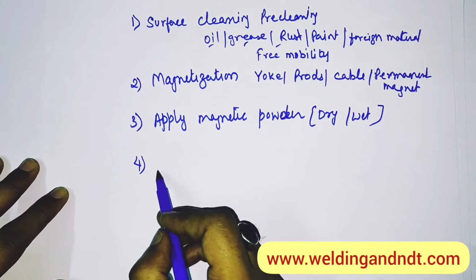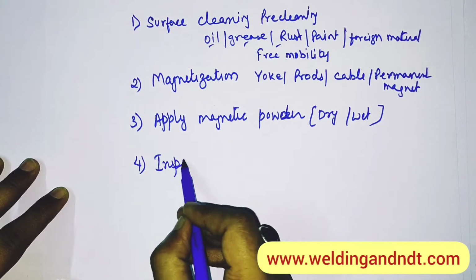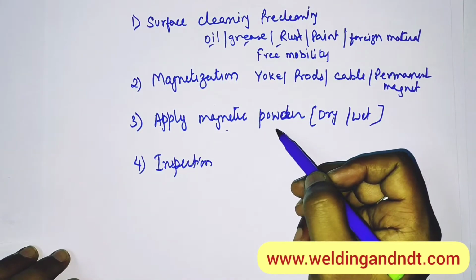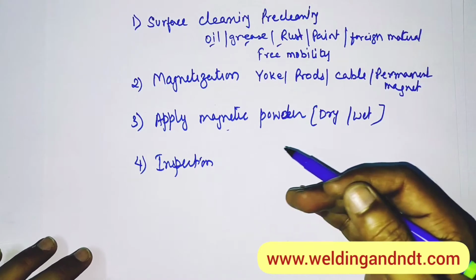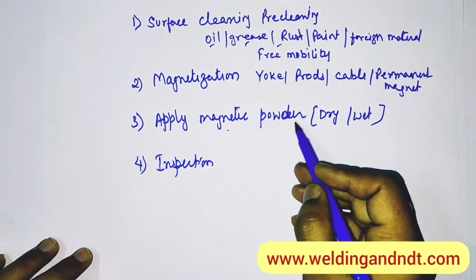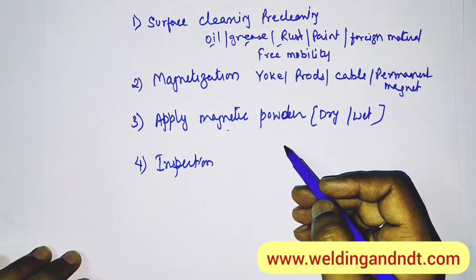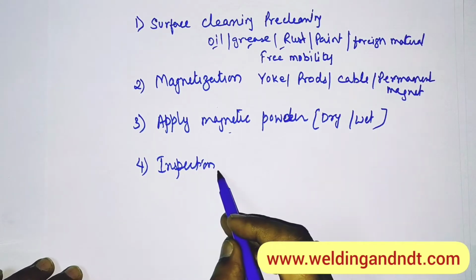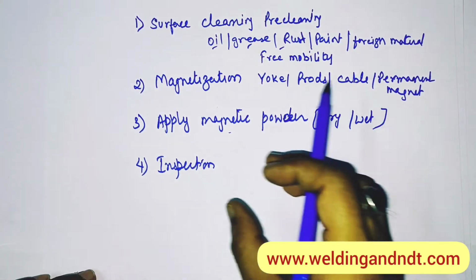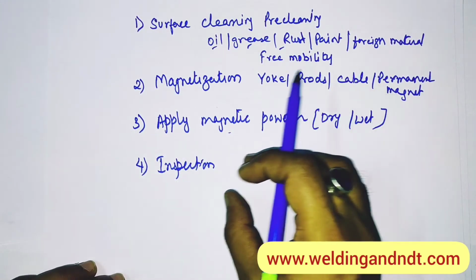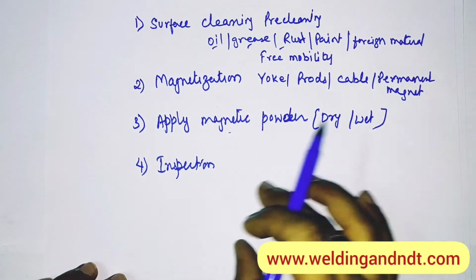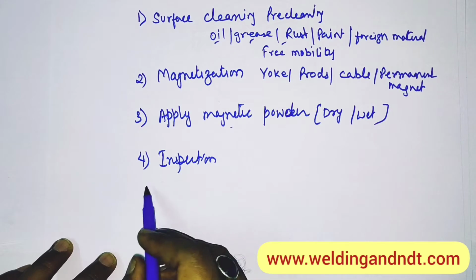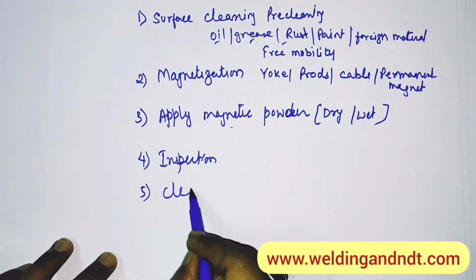The fourth step is inspection. Once you magnetize the item and apply the magnetic powder, if there is any crack or any defect, then the powder will be accumulated at the defect. So after applying the magnetic powder, you have to do the inspection. During inspection, you will check the surface for any accumulation of magnetic powder. If there is any accumulation, then you can assume that there is some defect. So after inspection, you need to clean the surface.